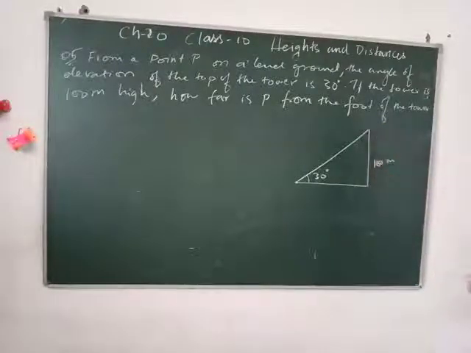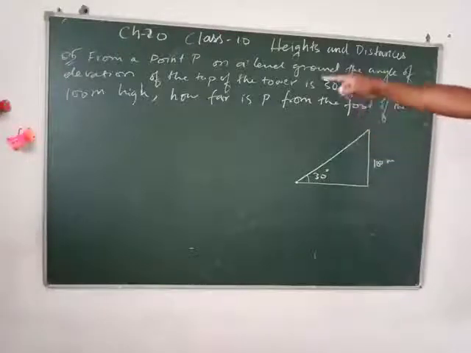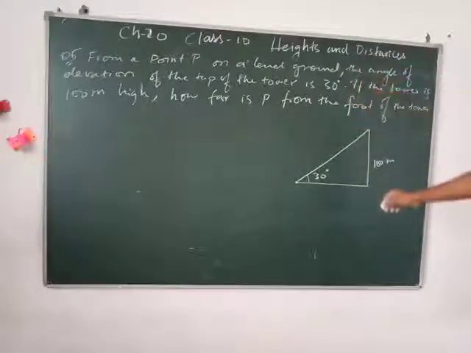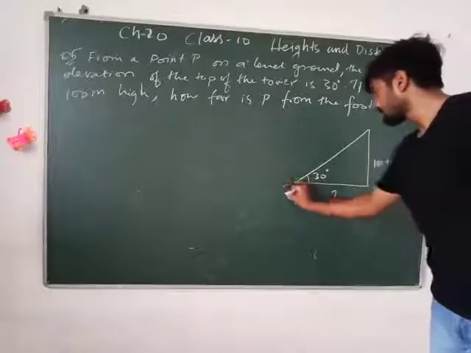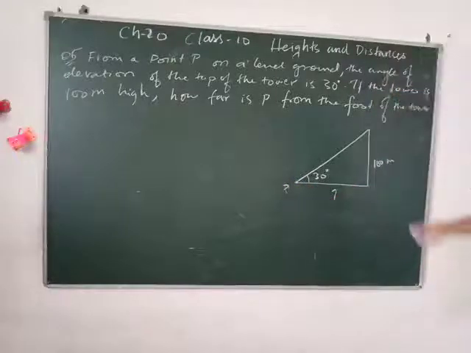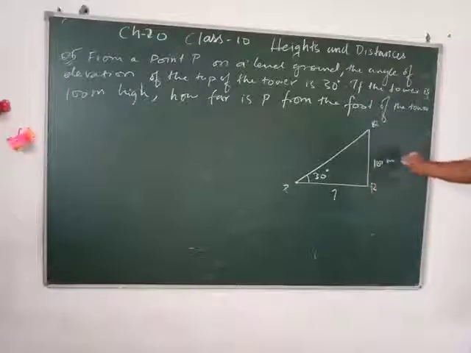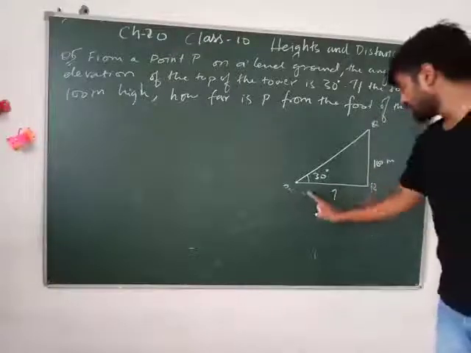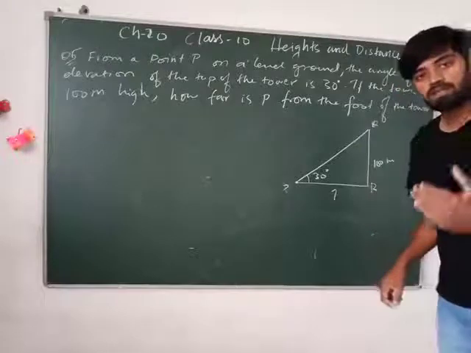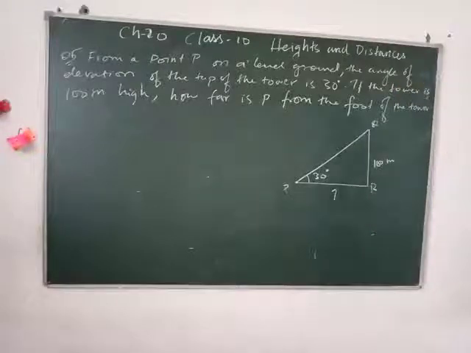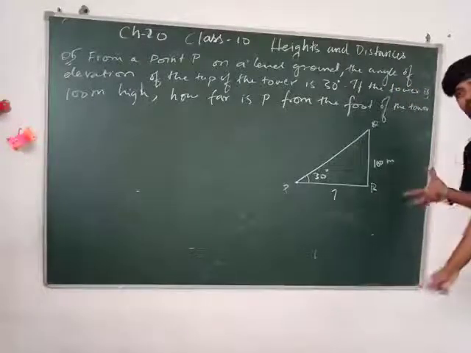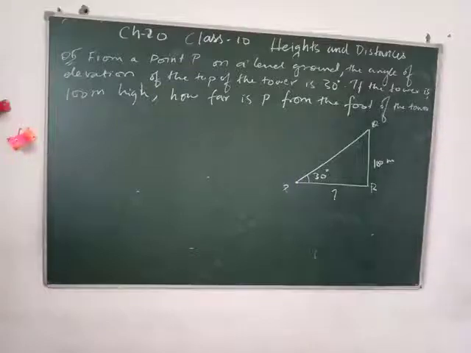So what do I have to find? Height. How far is P? I have to find this. This is P, right? In assembly, P, Q, R. The height of the tower is 100 meter, and then I have to find the length between P and R. Matlab the distance between point P, where P is, and the foot of the tower. I have to find the distance between them.